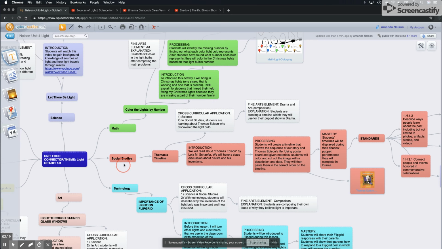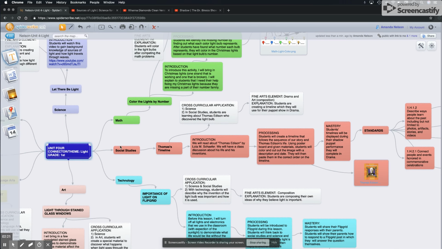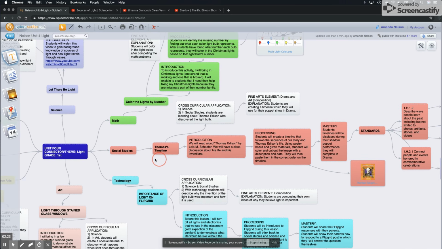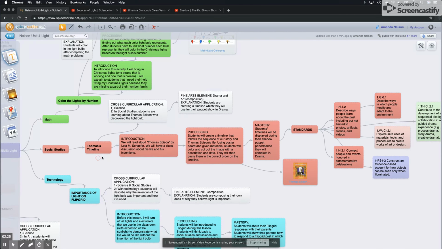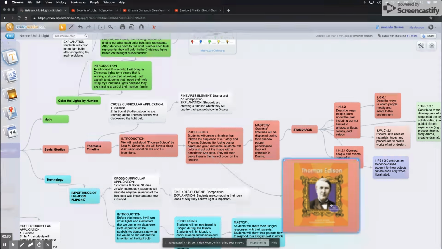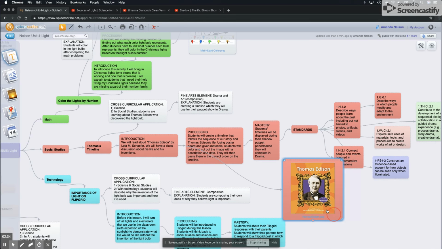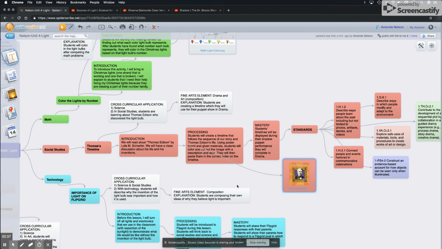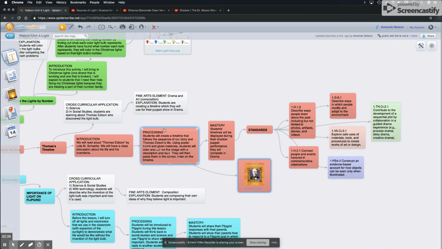Then we're moving on to social studies. Now, we wouldn't have light bulbs if it wasn't for Thomas Edison, so we're going to look at Thomas's timeline. We're going to read a little bit about Thomas Edison here in his book by Lola Schaefer. This is at about a 1.9 reading level, I believe, so perfect fit for these students. And students will create a timeline that follows the sequence of Thomas Edison's life.